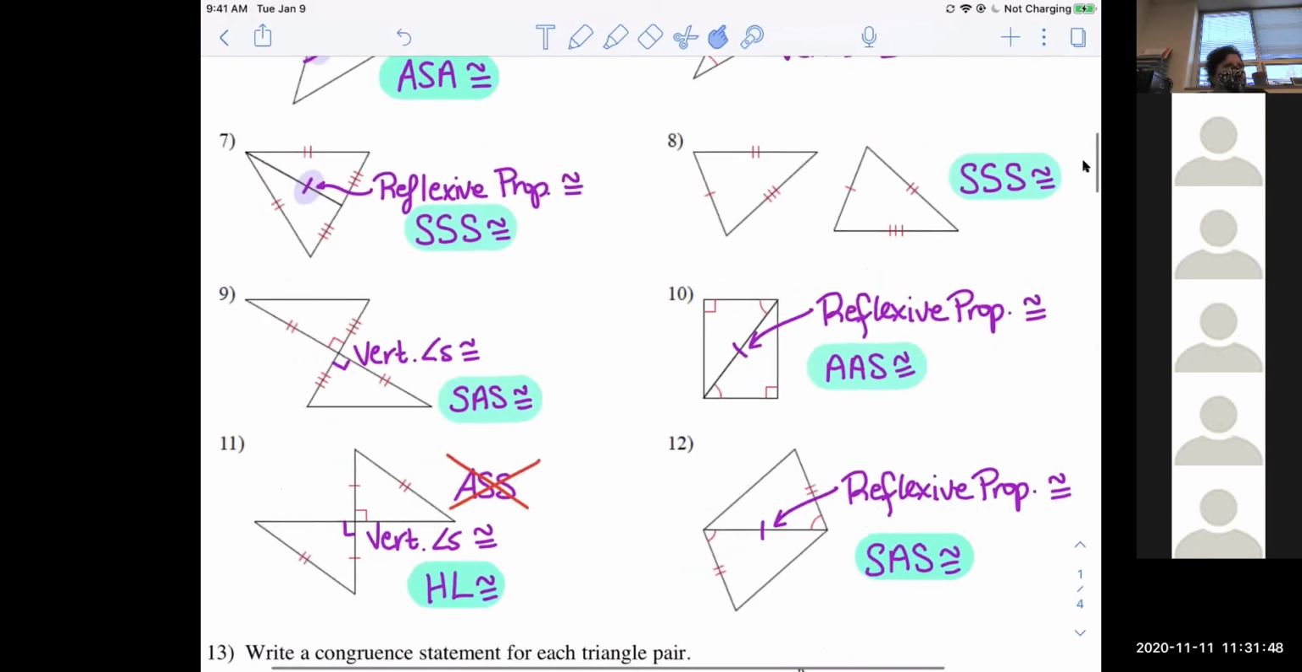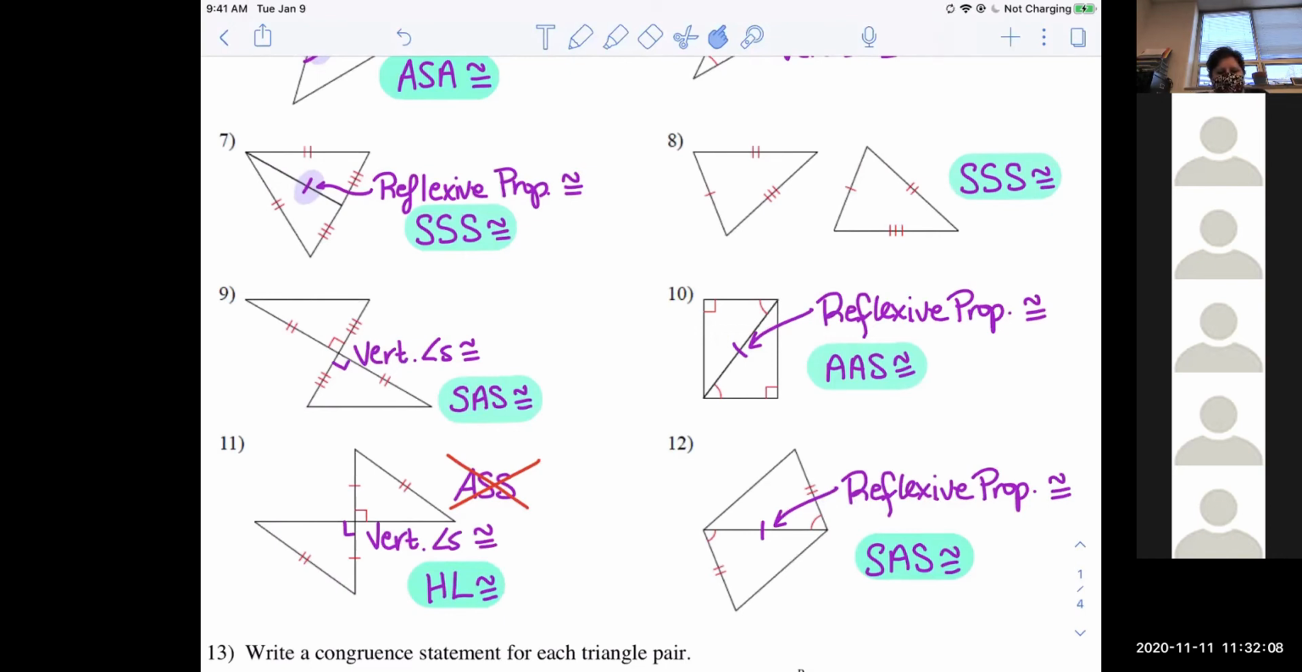Okay, 7 through 12. So side, side, side should be the easiest one to recognize, right? You don't have to know any angles. If you have all the sides matched up, then it's side, side, side. Yeah. Number 8, you have all the sides.